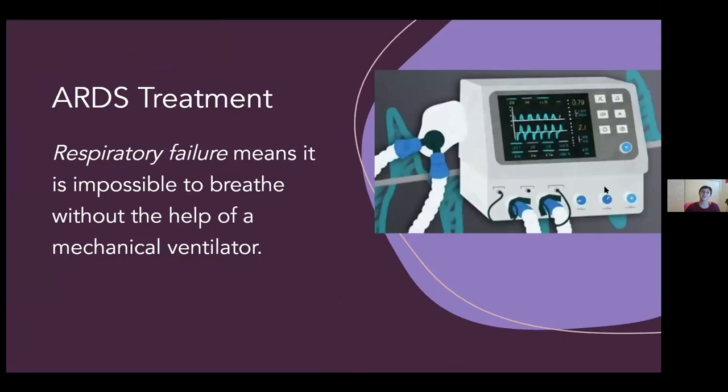Next slide, please. So what do we do to treat ARDS? Well, when someone is in ARDS, that means that they're in respiratory failure, and that means that it's impossible for them to breathe without the help of a mechanical ventilator. So without being placed on a machine that does breathing for them, they will not be able to exchange oxygen enough to be compatible with life. Now, the next slide, please.